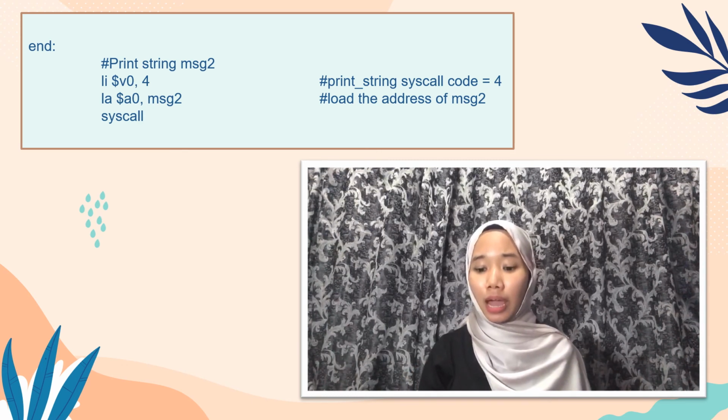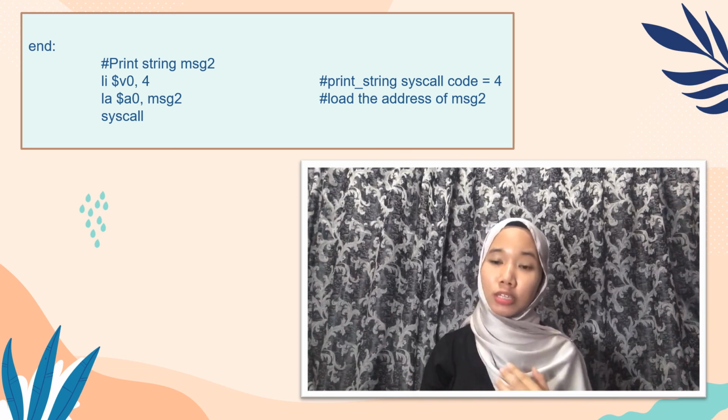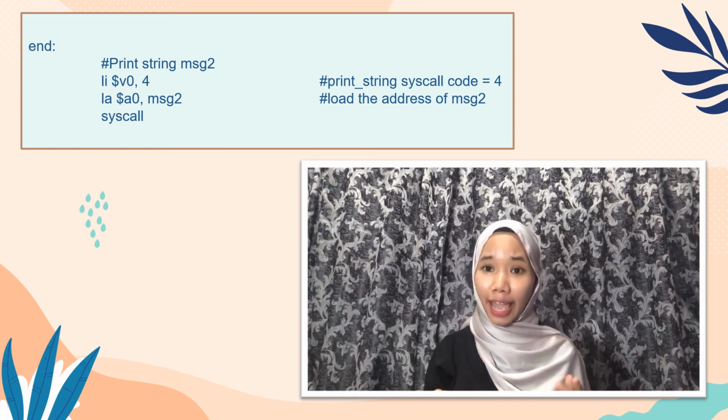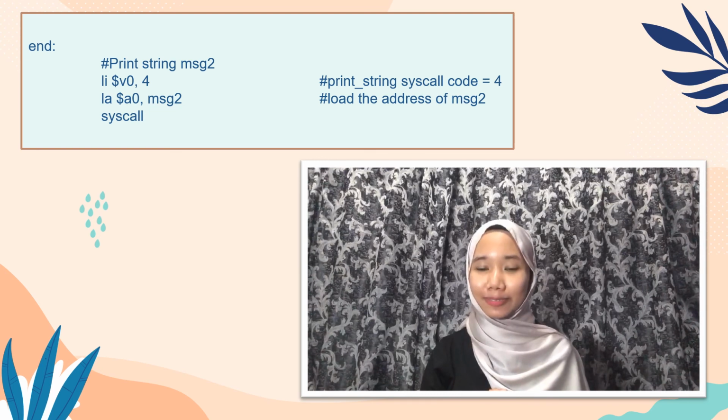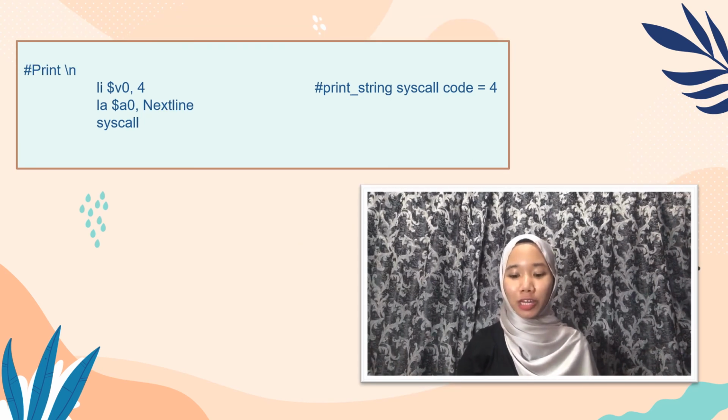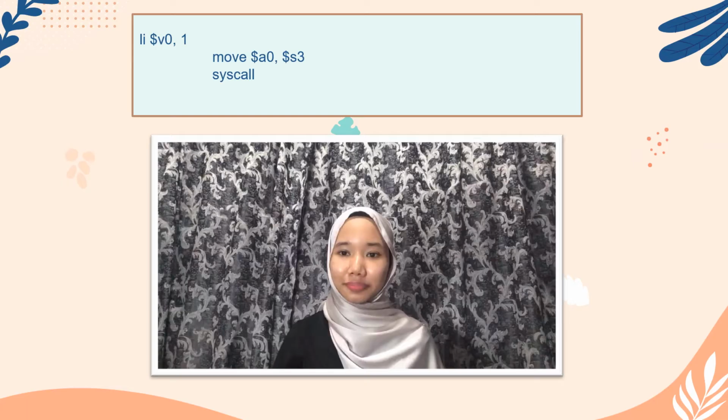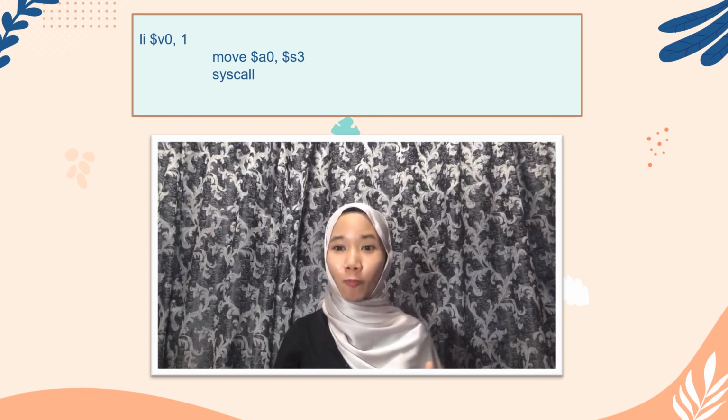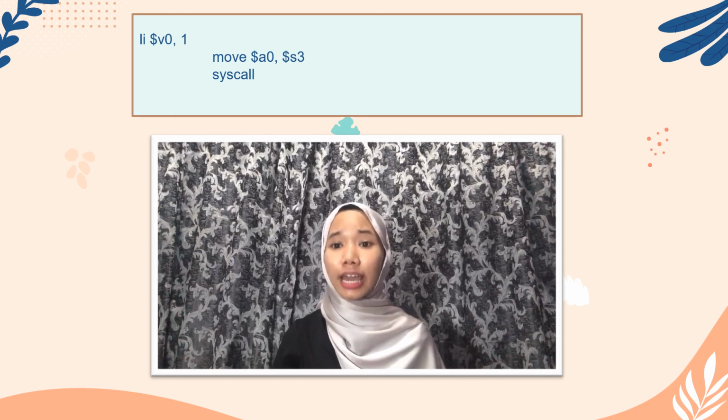We use the load immediate of 4 for the system call code for MSG2, and we send it to register $A0. Then we perform the system operation. Same as previous, we load the variable next line that holds the value \n, an escape character, to go to the next line. Here, we load the immediate value of 1 into register $V0. We need to move $S3 into another register, which is $A0, that holds the integer data type variable, and print the sum of the numbers.